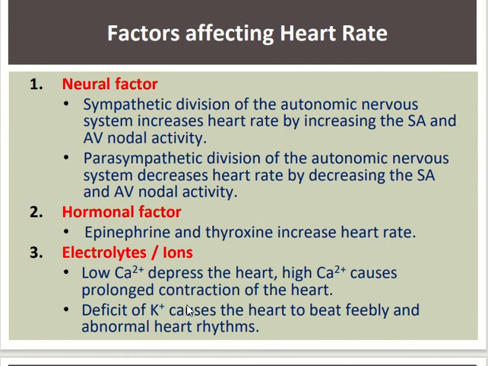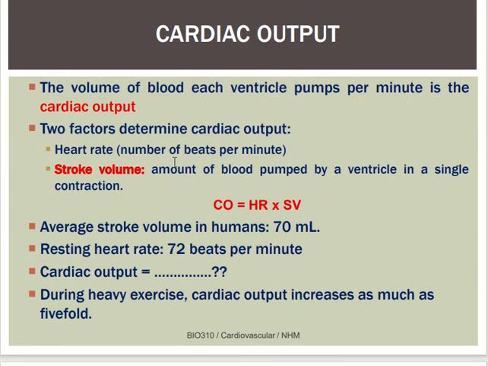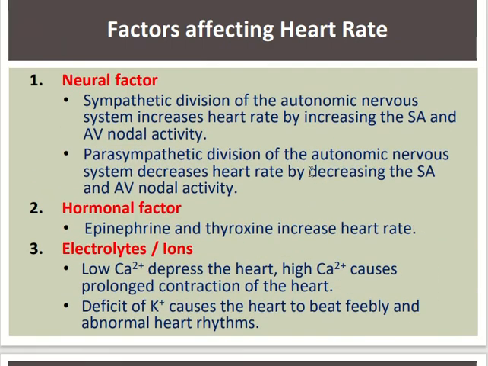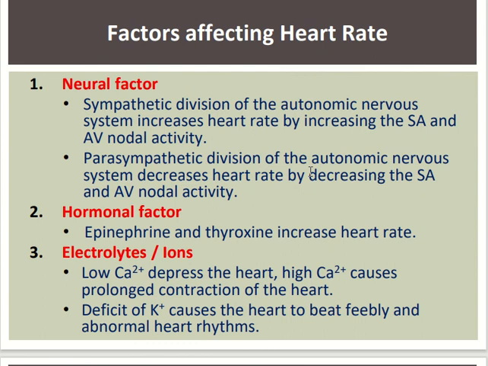Next is the heart rate, which refers to the number of beats per minute. Our heart rate is affected by many factors. The first one is the neural factor. The sympathetic division can increase the heart rate by increasing the signal in the sinoatrial and atrioventricular node activity. Another one is the parasympathetic division, which can decrease the heart rate, and this one is usually during sleep.